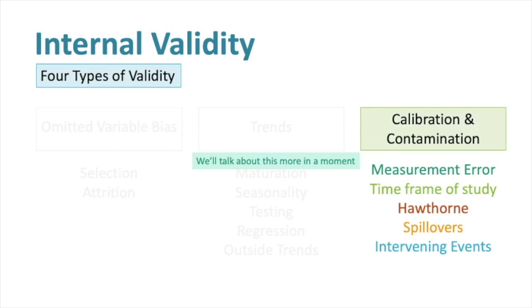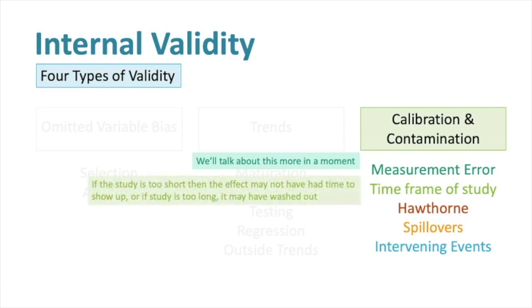The last area that we want to talk about with internal validity and threats to that is a calibration and contamination area. So the first one we want to talk about there is measurement error. We're going to talk about that in more detail in a moment. But note that it is part of this threat to internal validity.